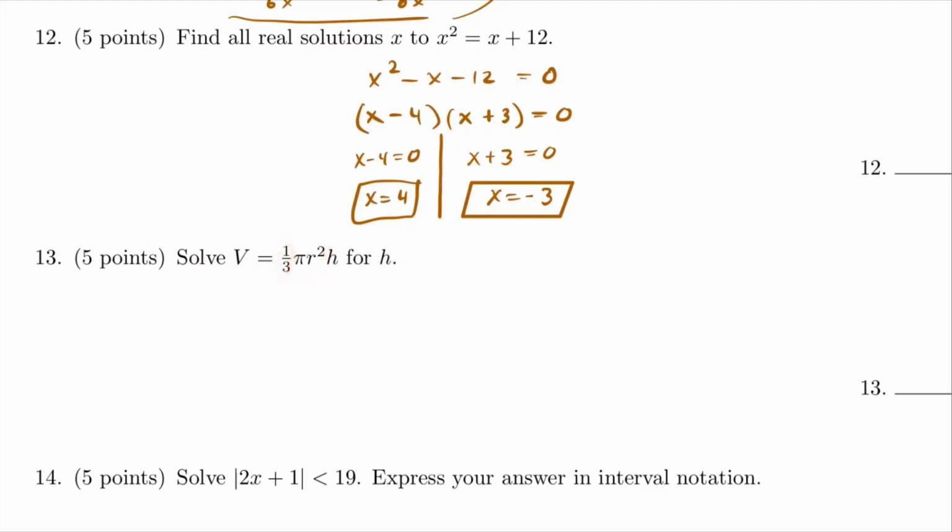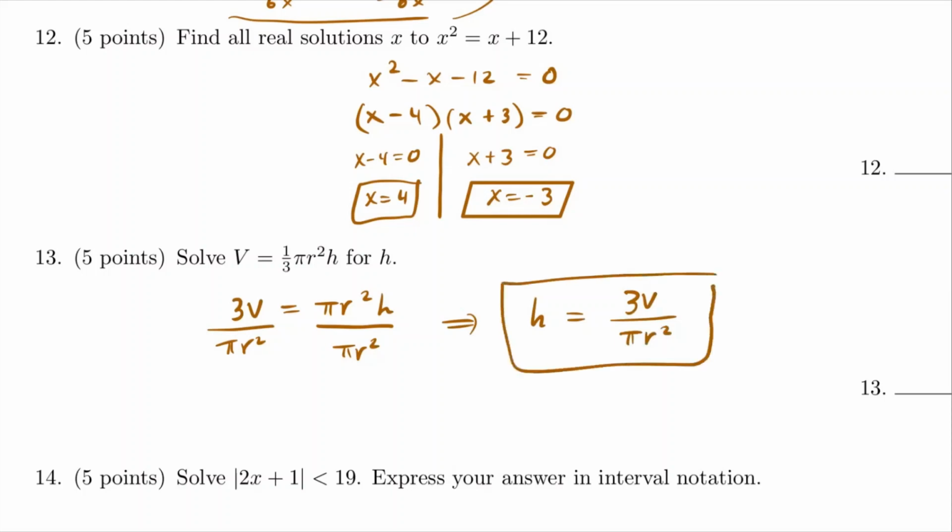Let's get rid of 1/3 by multiplying both sides by 3. So you got 3v is equal to pi r squared times h. And now these variables are just multiplying h, so I can divide by all of them. So divide by pi r squared on both sides. So I have h totally isolated, 3v over pi r squared. So there you have your final simplified answer.